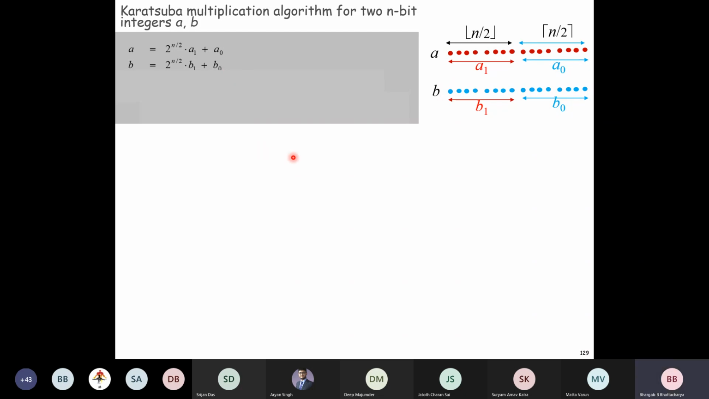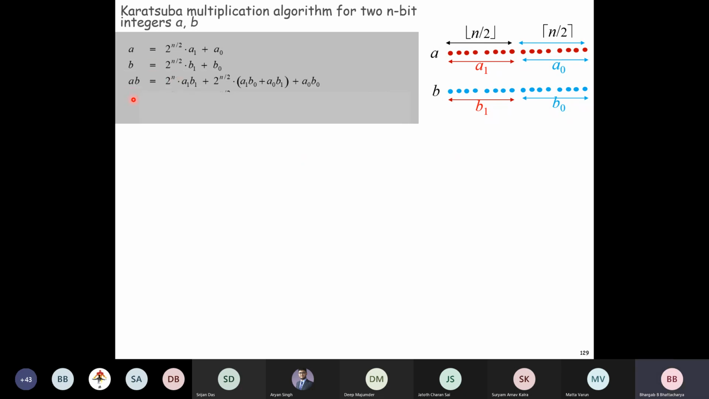Essentially, what we are doing is divide and conquer, but then there is a very nice trick later on. Just doing divide and conquer would not solve this problem. You need another trick to do this. And that's what Karatsuba did.